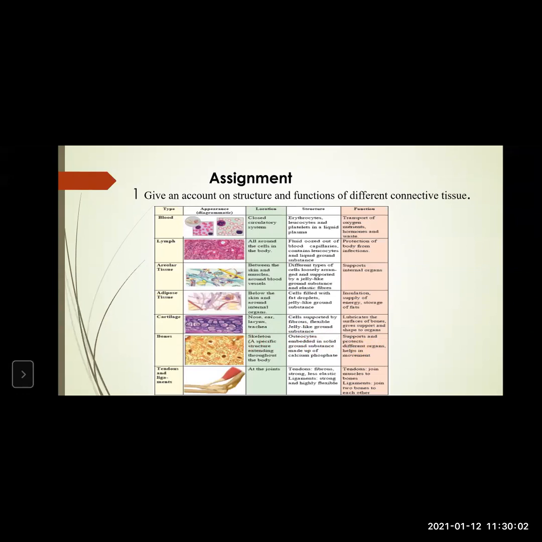Then last is tendons and ligaments. These are fibrous connective tissue. They are present at the joints. Tendons are less flexible and made up of collagen fiber, and they connect muscles to the bones, whereas ligaments are strong and highly elastic due to the presence of elastin fibers, and they connect bones to bones.